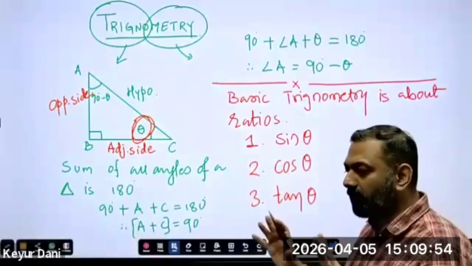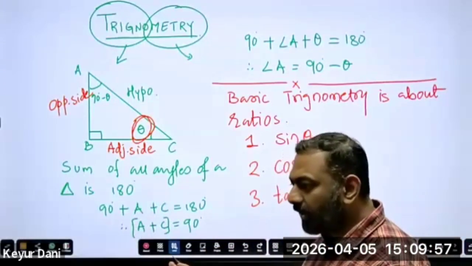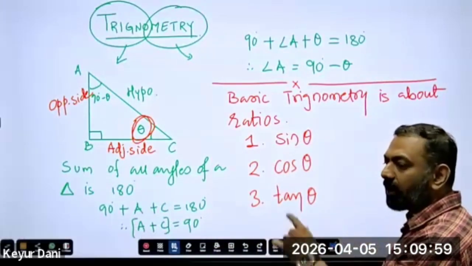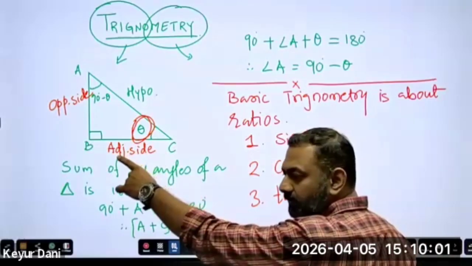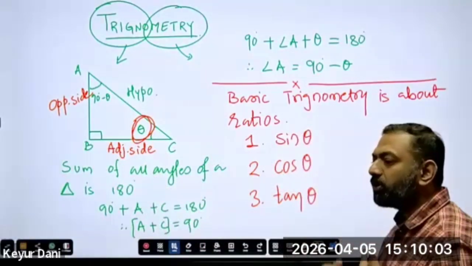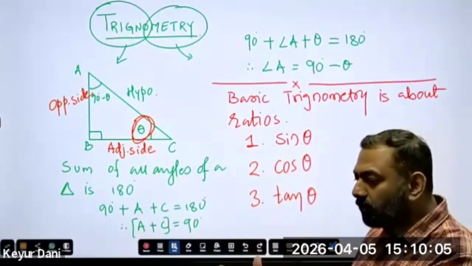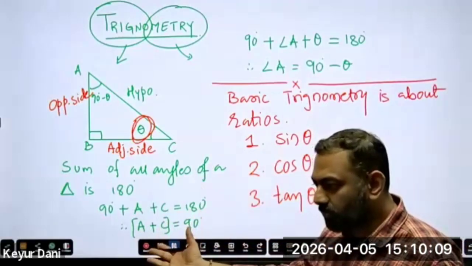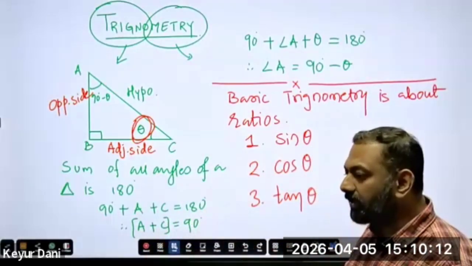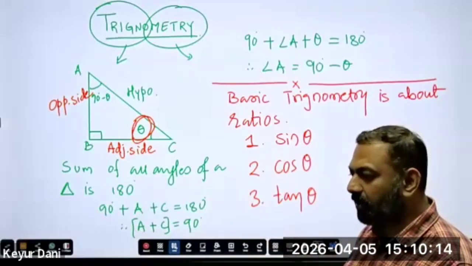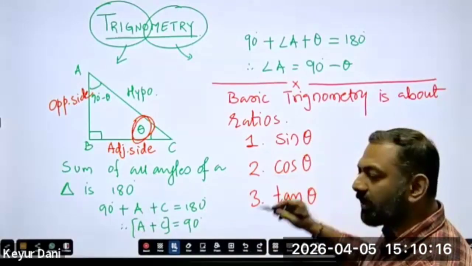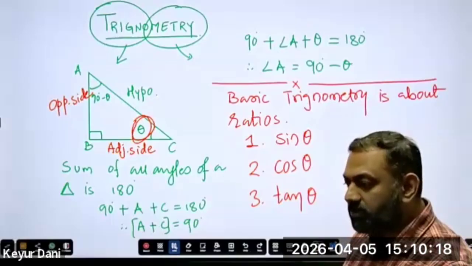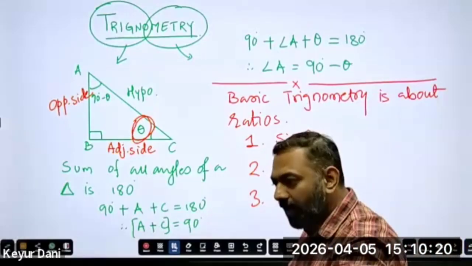For the start of trigonometry, these theta are a part of a right angle triangle. Once you go deeper into trigonometry, these theta could be obtuse angles also. But right now, what we are learning is the basics of trigonometry. So in the basics of trigonometry, theta has to be an acute angle.